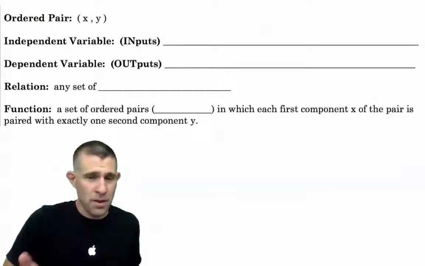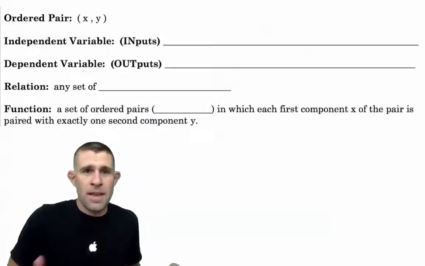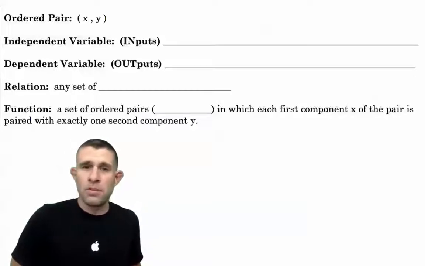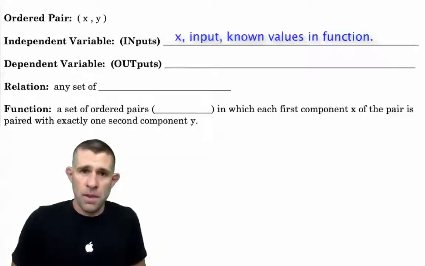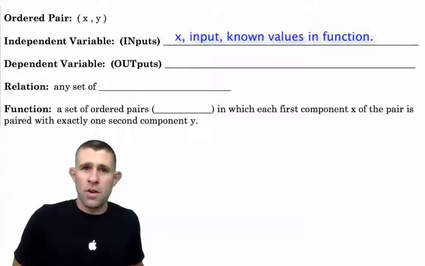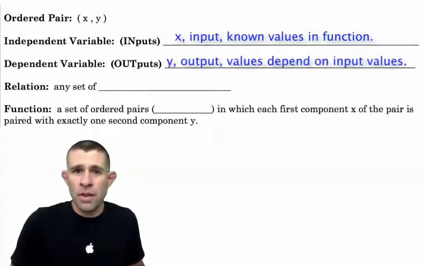An ordered pair is simply an XY coordinate pair that you can plot on the coordinate plane. Now, there are two types of variables that are important to us in algebra. One of them is the independent variable, also known as the input. These are known values in an equation or a function. The other variable is the dependent variable. This is also known as the outputs.